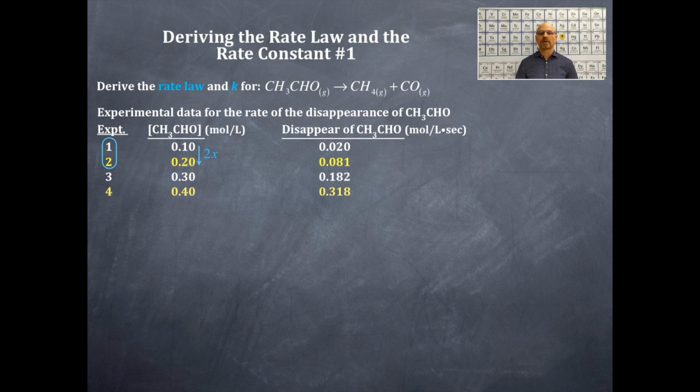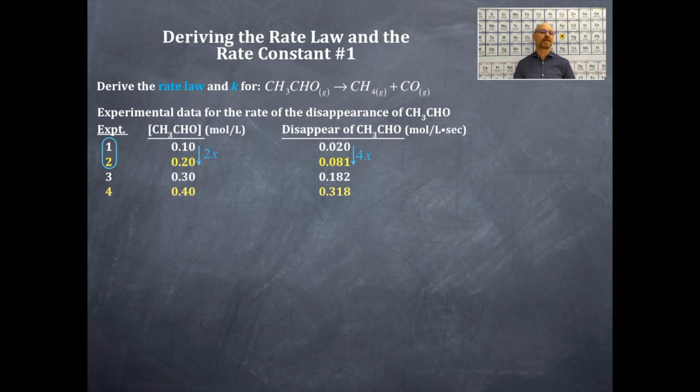Now, from experiment 1 to experiment 2, we're going to look at the rate of disappearance, because it is a decomposition reaction. The disappearance of the acetaldehyde is going from 0.020 in experiment 1 to 0.081 in experiment number 2, and that's a quadrupling, or a 4 times factor. So if you double the concentration and you quadruple the rate, then that is a second order rate law.